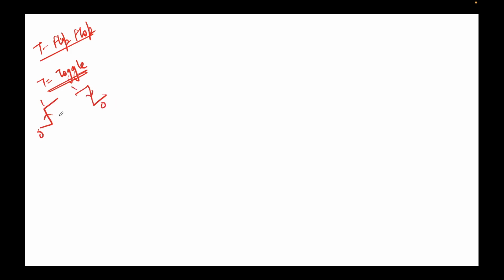This means a toggle flip-flop will change the value of output. If the output was 0 initially, it will change it to 1, and vice versa. If the output was 1 initially, it will change to 0. That's the functionality of a toggle flip-flop. How does it look like though?